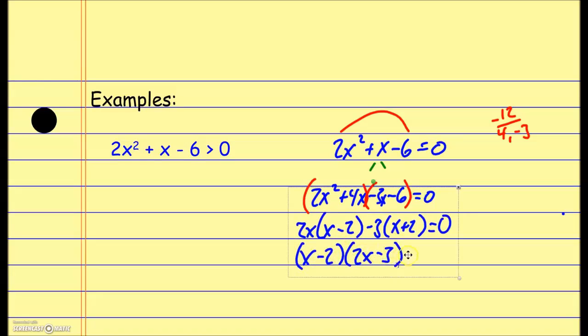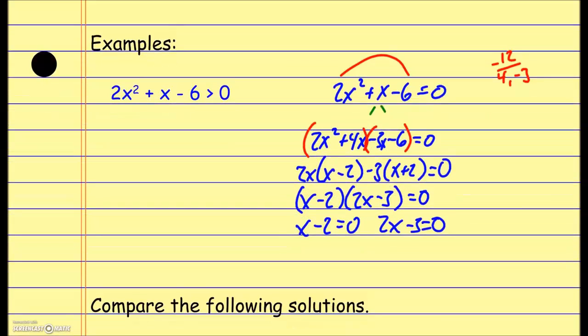And of course I set each factor equal to 0, so I say that x minus 2 equals 0. I say that 2x minus 3 equals 0. And now I just solve each of these. I'm sure most of us can handle solving this at this point, so I'm just going to go ahead and write down the answers. x equals 2 and x equals a positive 3/2.